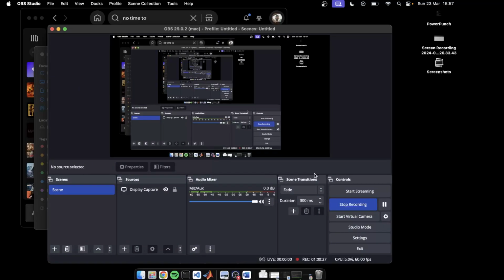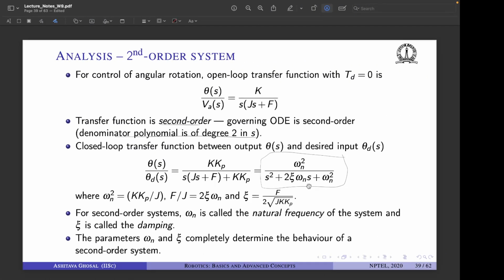And so this is where I will stop for this week. In next week we'll start our discussion from second order systems, and we will see how the values of these Kp and other gain parameters affect the behavior of the system.